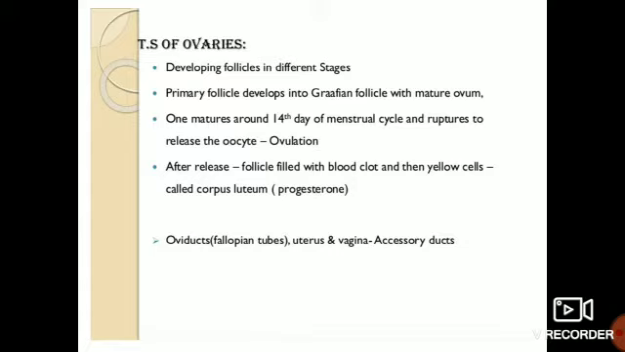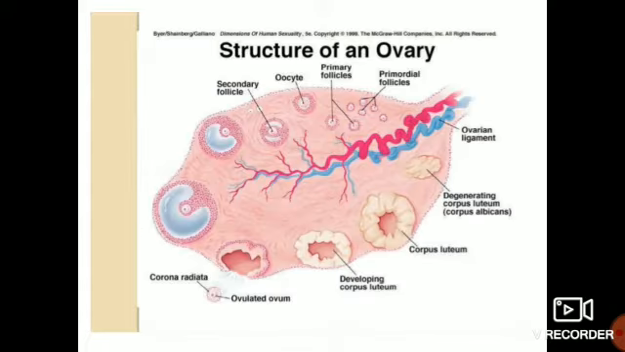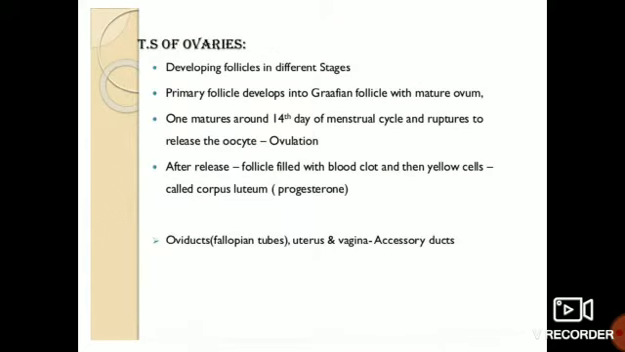In the last slide that we just saw, this is the mature ovarian follicle, which is called the Graafian follicle, which releases an ovum at the 14th day of the menstrual cycle. Once it matures about the 14th day of the cycle, it ruptures to release the oocyte. So this all happens at the 14th day, when the primary follicles, after a continuous maturation process, develop into the Graafian follicle, and a mature ovum is released at the 14th day of the menstrual cycle.